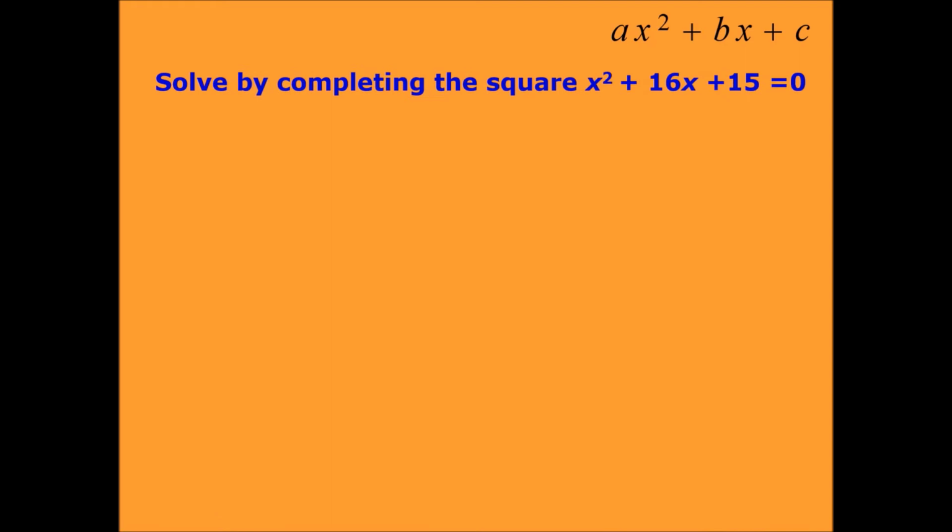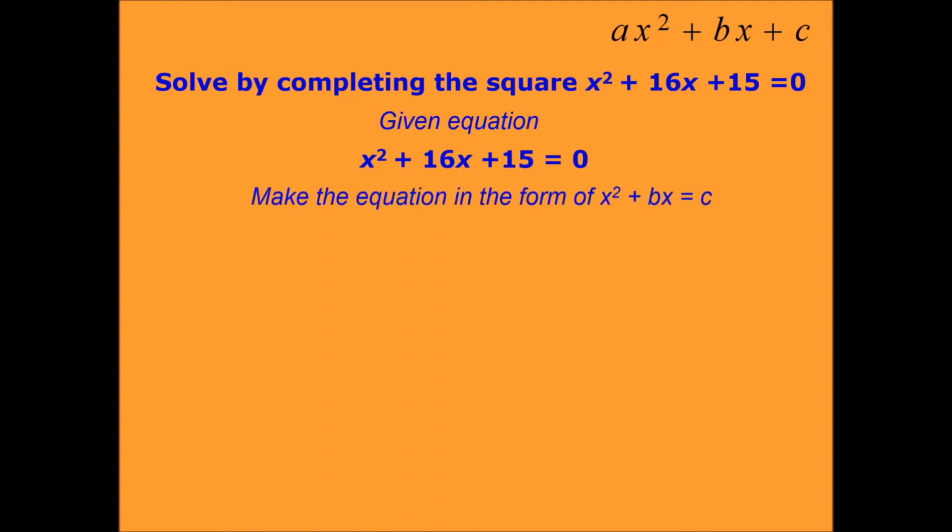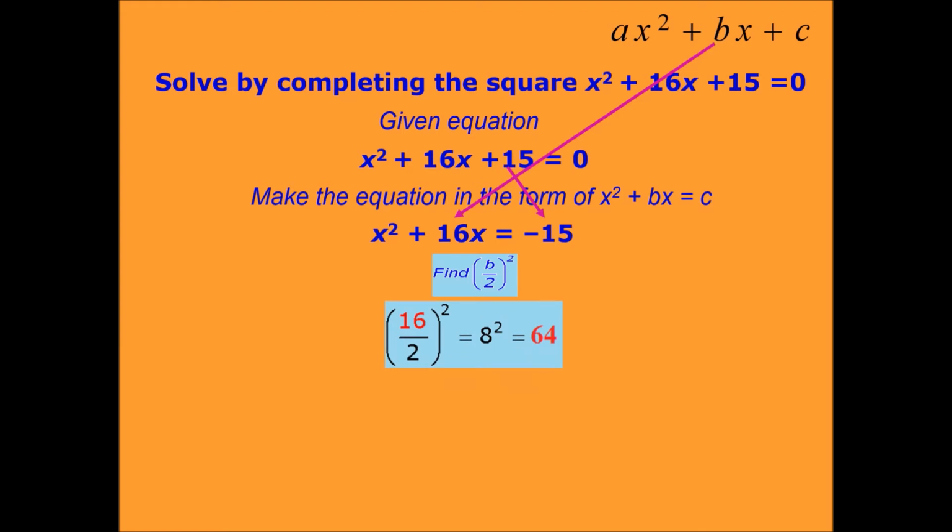The general form of the equation is ax power 2 plus bx plus c. The question is: solve by completion of the squares x power 2 plus 16x plus 15 is equal to 0. It is always nice to write the given equation x power 2 plus 16x plus 15 is equal to 0, and take the plus 15 to your right hand side. That will be minus 15. Take the value of b. b is 16 over here. So 16 divided by 2 is 8. 8 power 2 is 64.